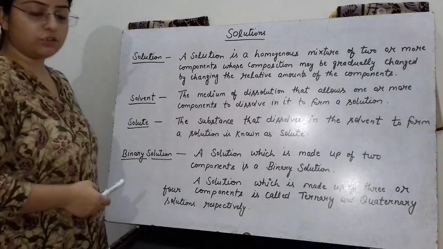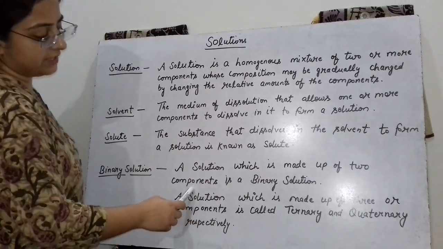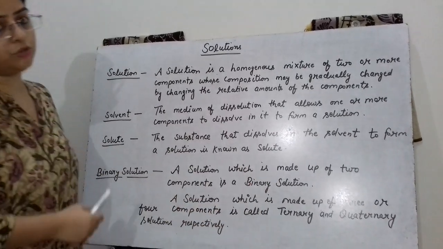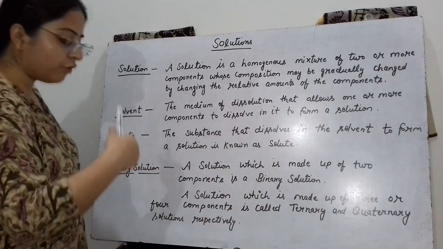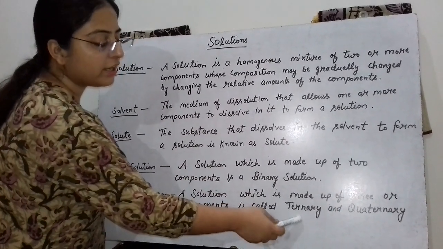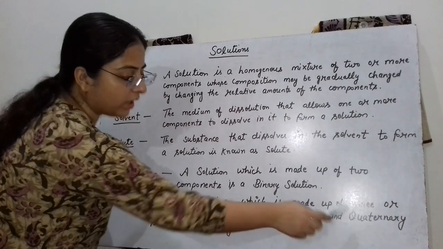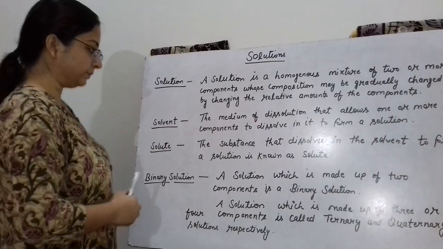Then what is a binary solution? A solution which is made up of two components is a binary solution. And a solution which is made up of three or four components is called a ternary solution if it is made up of three components, and a quaternary solution if it is made up of four components.